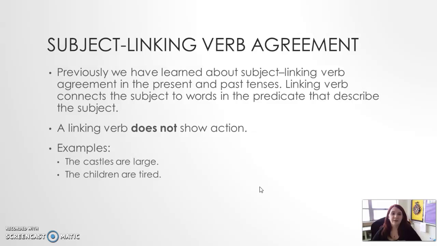So, subject linking verb agreement. In previous lessons, we've talked about the subject linking verb agreement in the present and past tense. A linking verb connects a subject to the predicate, so it does not have to show action. For example, the castles are large, the children are tired. Notice how are in these sentences is the verb, however, they do not show an action. Castles aren't actually doing anything. The children aren't actually doing anything.